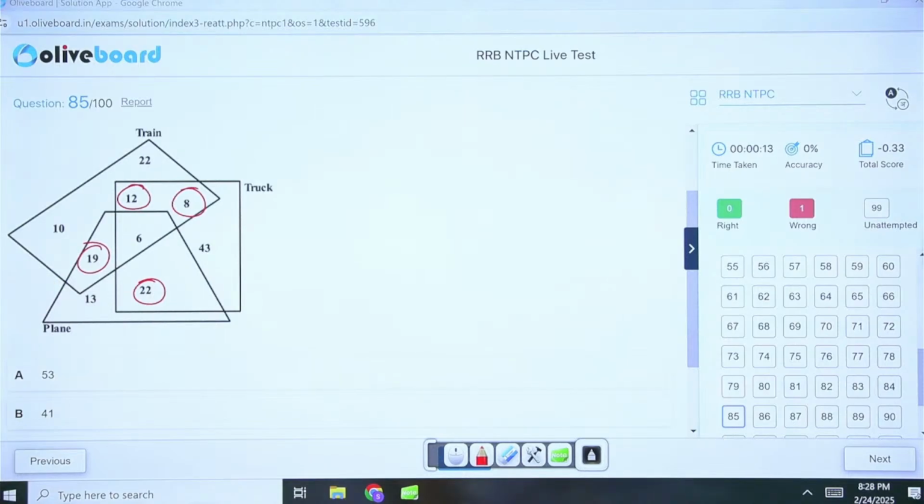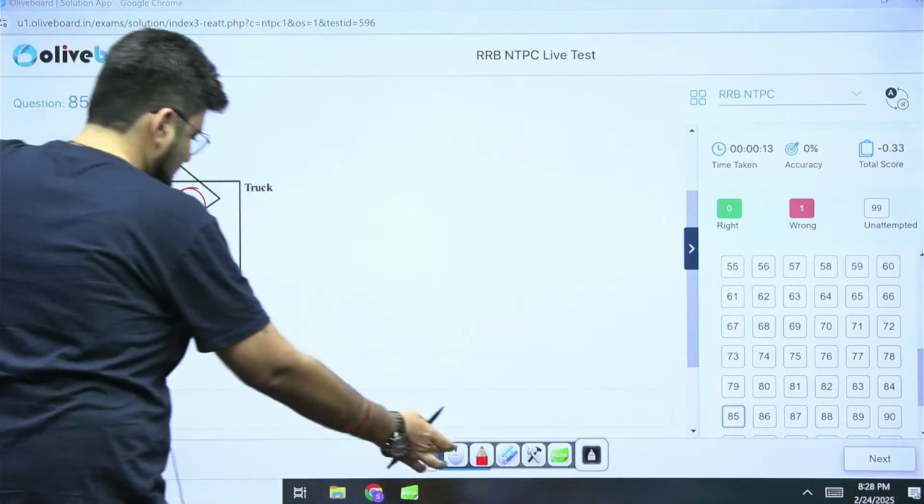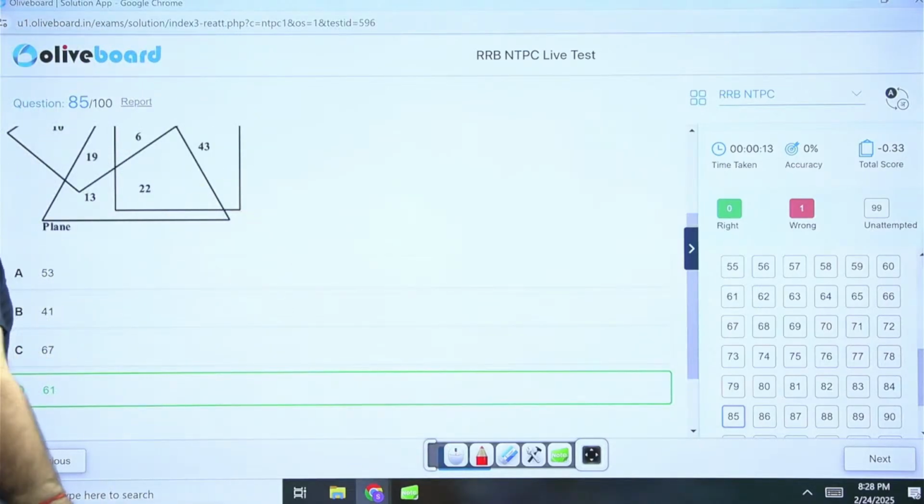Now check. So we have 12 and 8, 20. 20 and 22 is 42. 42, 61 I believe. 61 is the correct answer. Correct, option D.